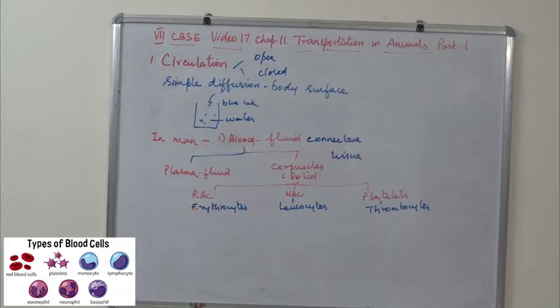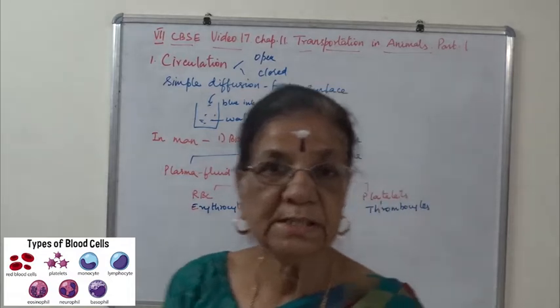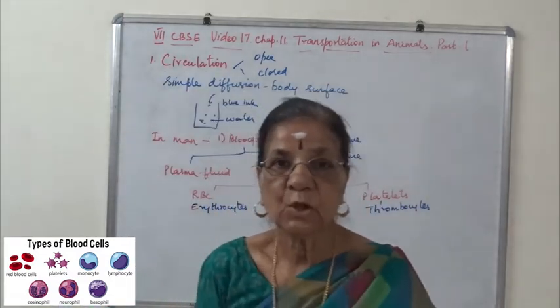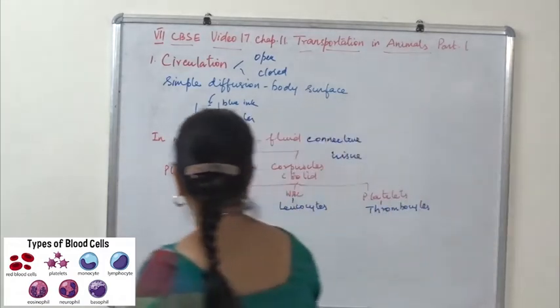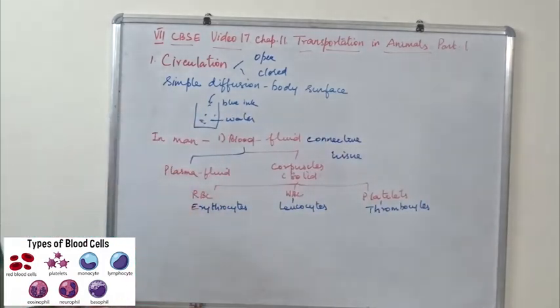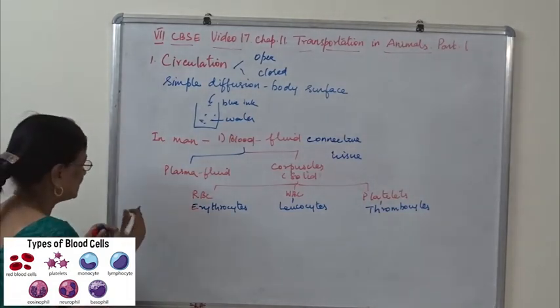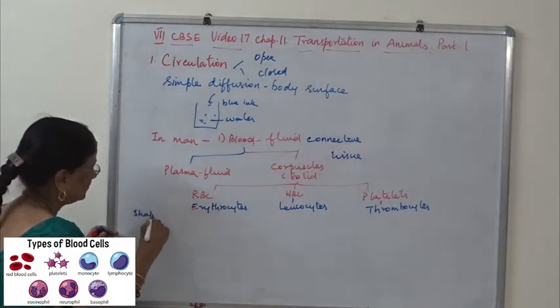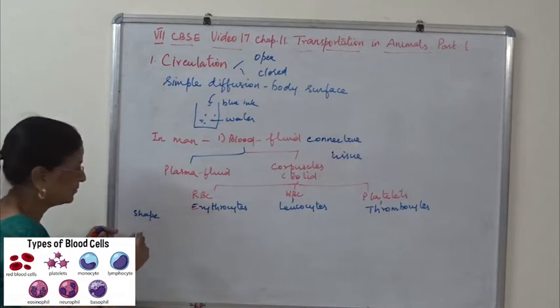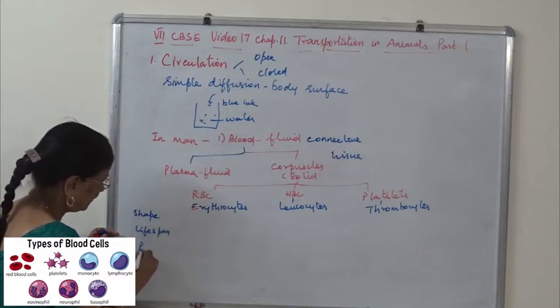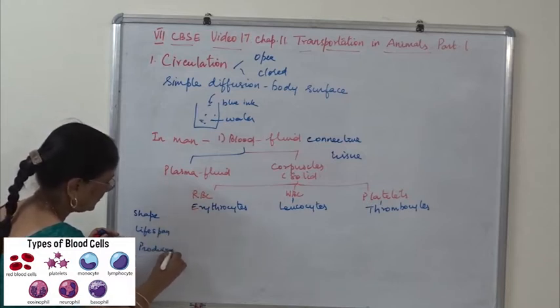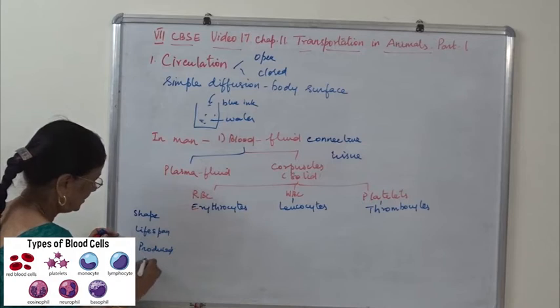Now these corpuscles are bathing in the fluid portion that is called blood plasma. I hope you understand. And then the characteristic features, otherwise structure, we say: first shape and size, then lifespan, and then where produced and damaged.